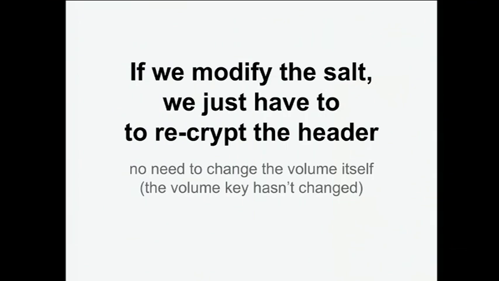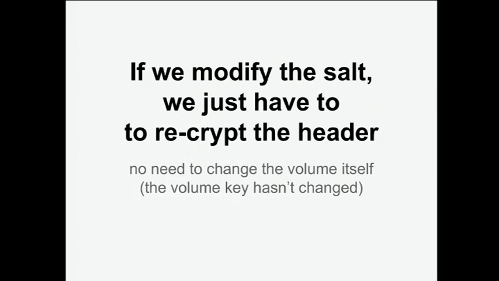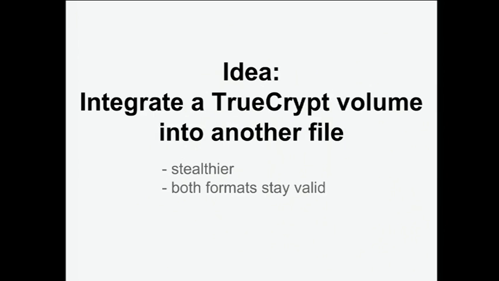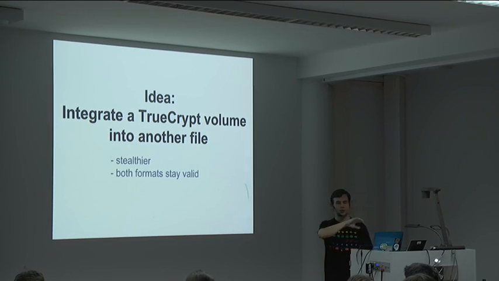So if we modify the salt, we just have to recrypt the header. No need to change the volume itself, because the keys present in the decrypted header, the volume keys, haven't changed. So the idea was to integrate the TrueCrypt volume into another file. Stealthier, both formats still valid, so it's not full of randomness from the very beginning. Remember, you can bring back randomness afterward.